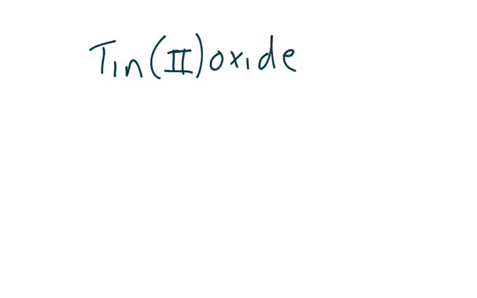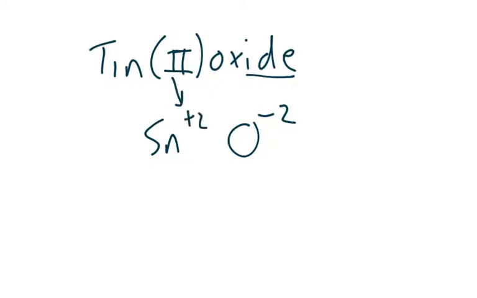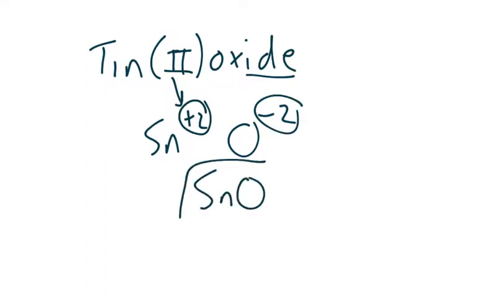Let's look at another example. Let's say we have tin, Roman numeral 2, oxide. So tin is Sn. Oxide comes from oxygen. It's an element. Oxygen has a -2 charge from the periodic table, and tin has a +2 charge. Remember that when the charges are the same, they're going to end up canceling out or being reduced. And you got a 1-to-1 ratio of tin to oxygen.